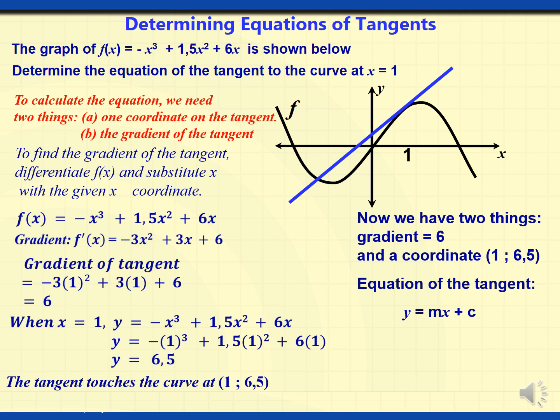y is equal to mx plus c is one of the methods we can use. y is equal to mx plus c is the general form of a linear function because our tangent is a linear graph. We are going to use m as the gradient that we just calculated, which is equal to 6 here. Then to find the value of c, we use the coordinates of the point where the tangent is touching the curve. x is equal to 1 when y is equal to 6.5.